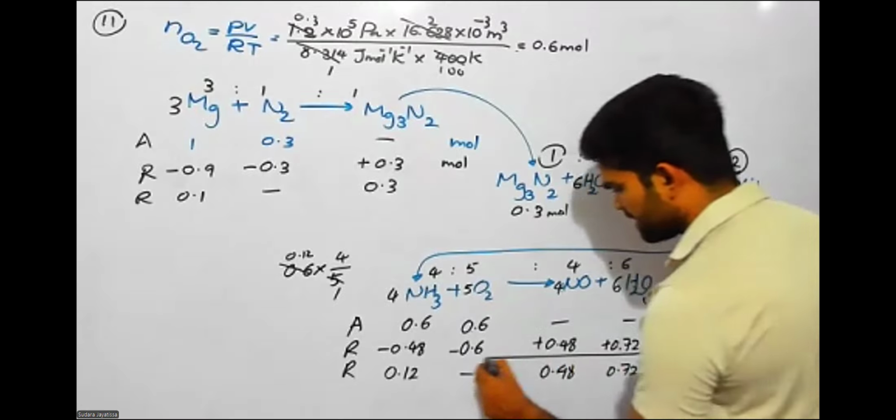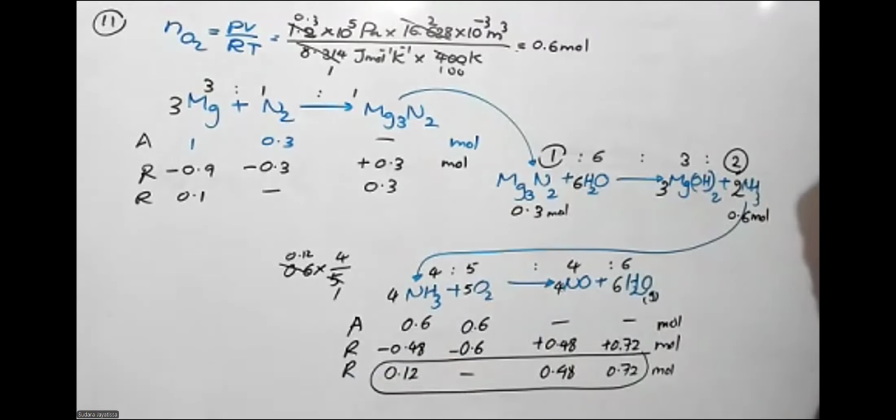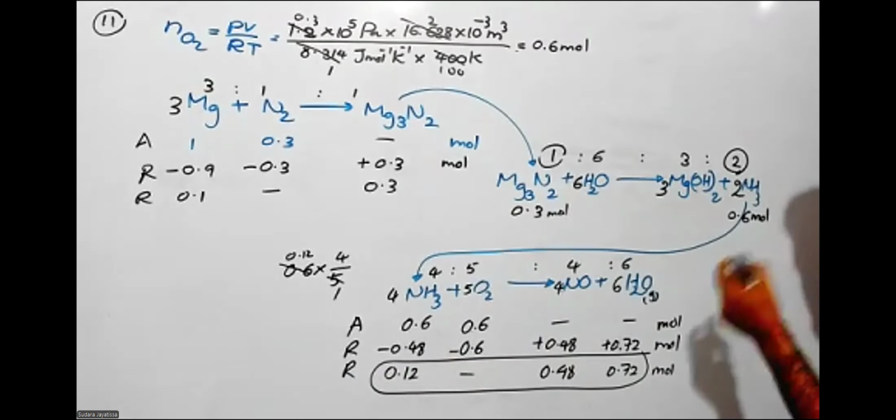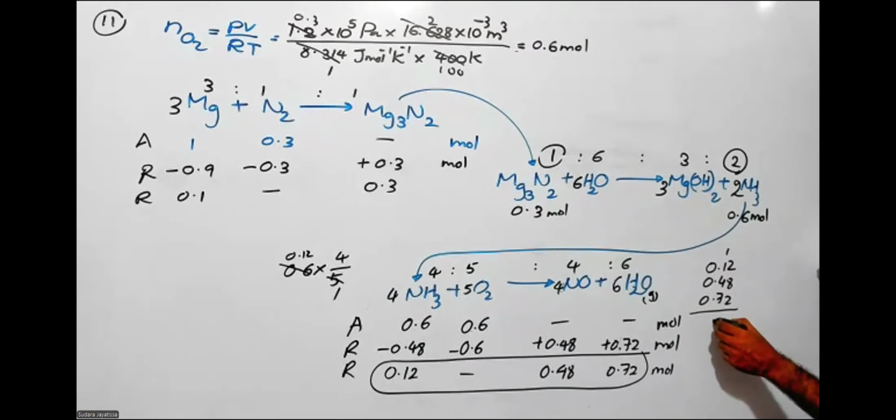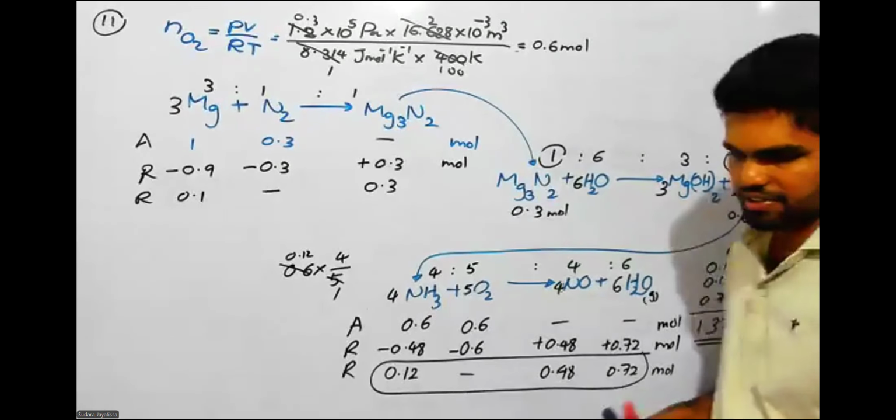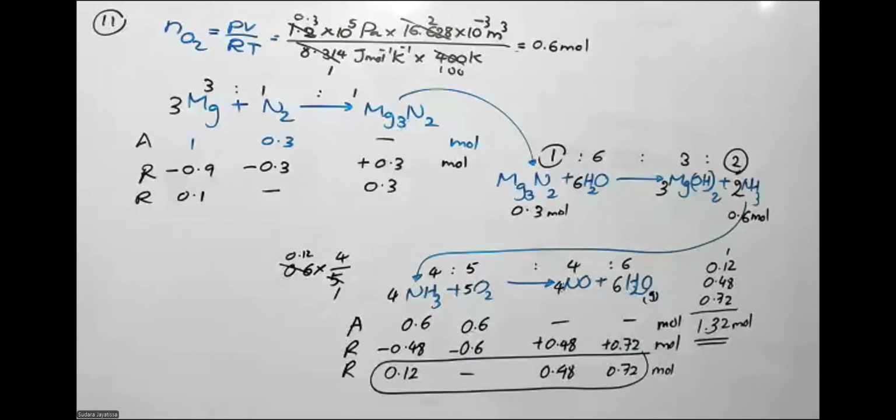Now to get the final answer, you need to add these 3 moles because this is the final gas amount that remains. 0.12, 0.48 and 0.72. You get 1.32 moles. Yeah, 1.32, answer 3. How many of you got that answer?